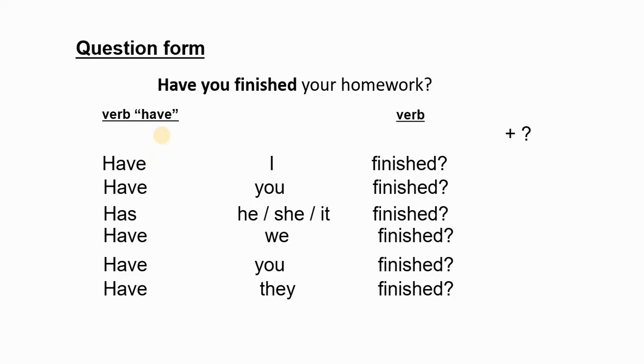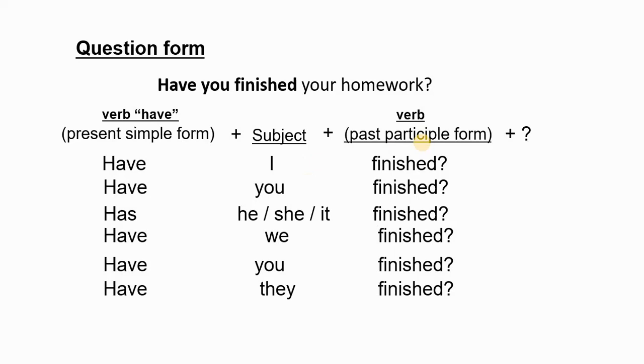So we have the verb have in the present simple form plus the subject, and again the verb in the past participle form, and of course the question mark. Don't forget the question mark to show that it is a question. And as always, don't forget this part here, the has. This is has, the only part that changes. Alright?